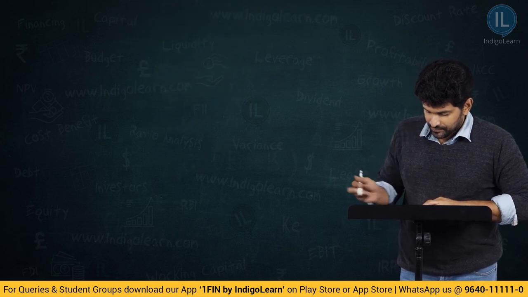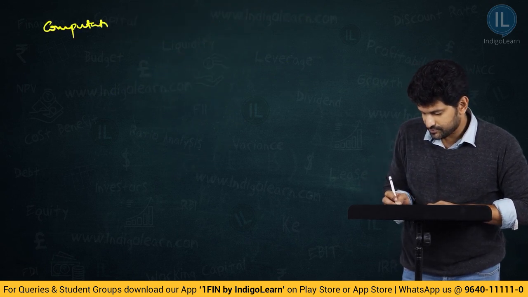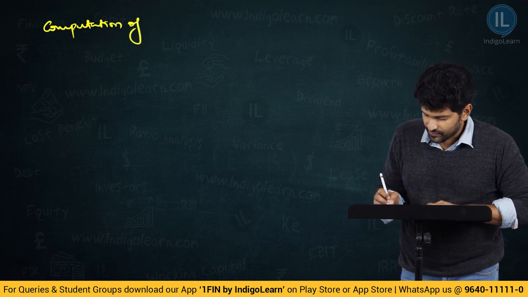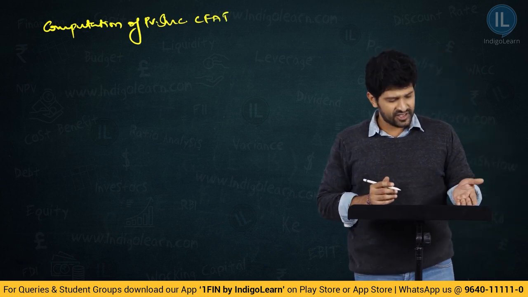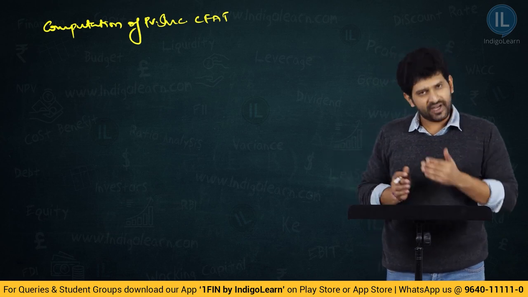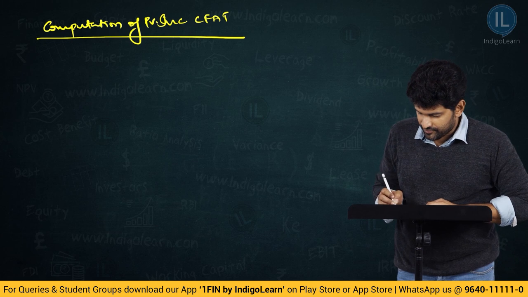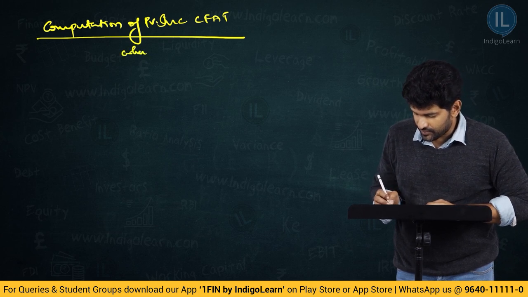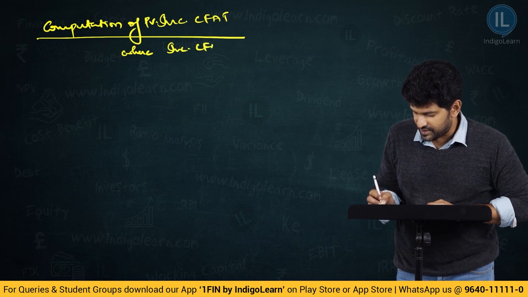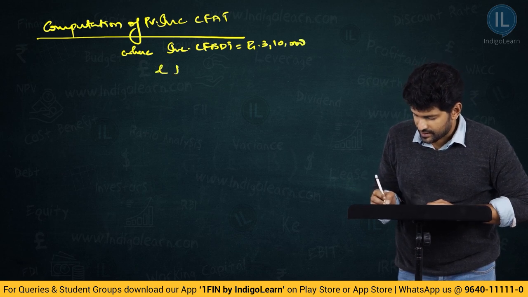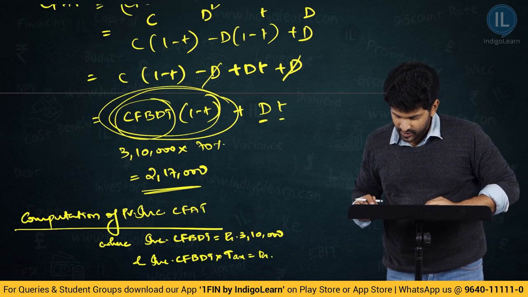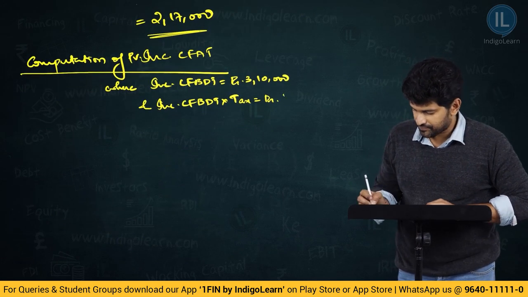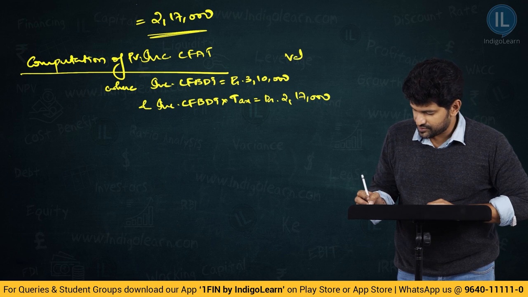Therefore, computation of incremental CFAT, or can we say directly present value of incremental CFAT? We have the interest factors also here. Now, we'll simply multiply. Anyways, the number of columns have reduced. We can use that space for this. What do we know here? Incremental CFBDT is equal to rupees 3,10,000. And incremental CFBDT into tax is equal to rupees, how much we got here? 2,17,000. Yes. So values in rupees.